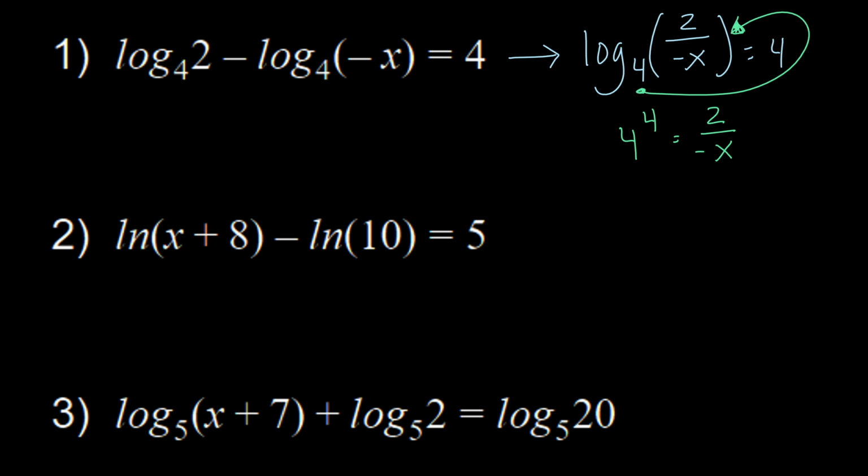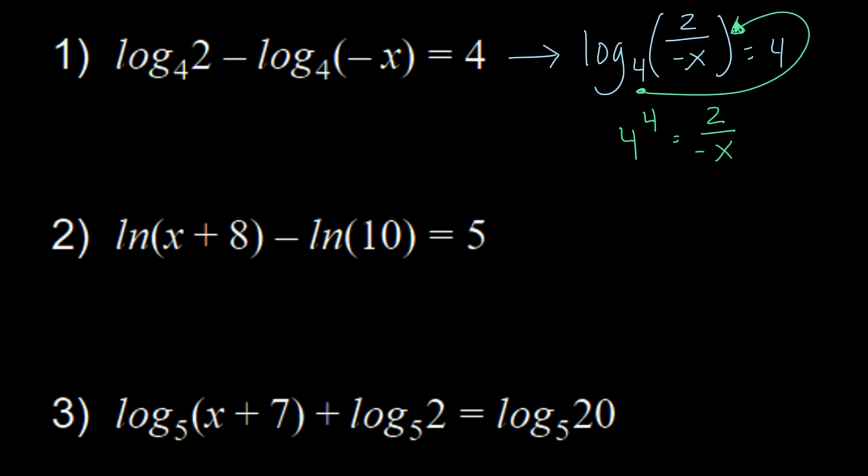How do I get x out of the denominator? Yes, you multiply both sides by negative x. Then what are you going to have to do? So the negative x will be over here on the same side as the 4 raised to the 4, right? What do I have to get off of the x?